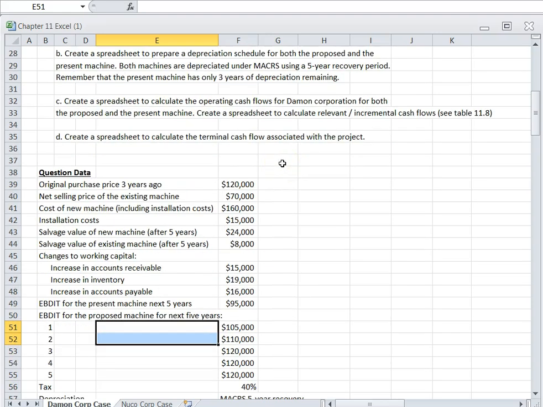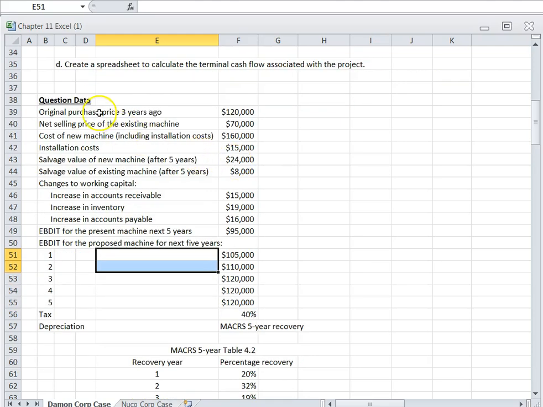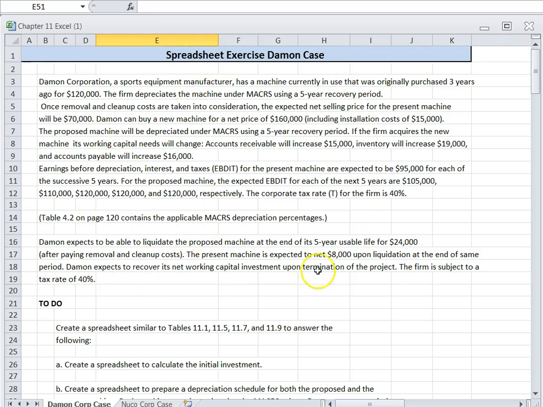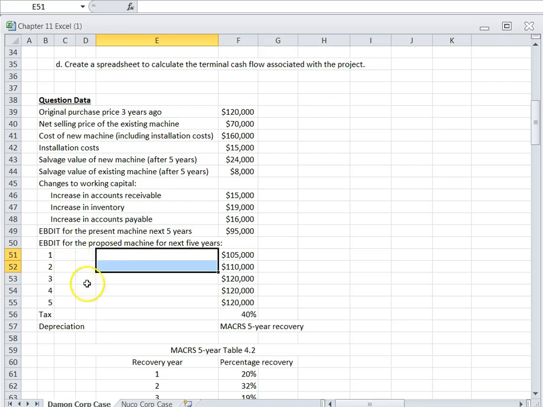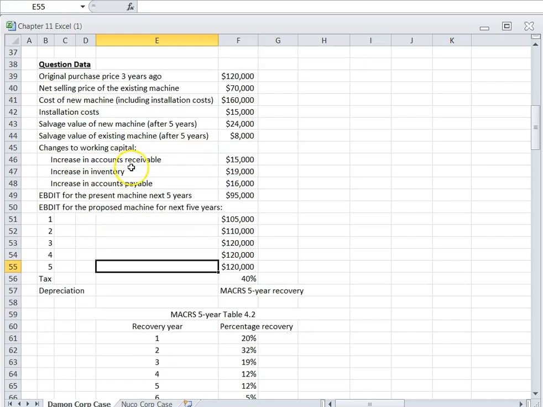So down here I put the data that I pulled from the information above. This is a good hint. If you have a word problem like this, the first thing to do is make a little data table where you can put the information. So we have the purchase price, the selling price of the existing machine, purchase price 3 years ago, the price of the new machine, installation costs, salvage values, working capital, the EBITDA for the present machine for 5 years, and the proposed next 5 years for the new machine. I just copied and reorganized all the information from the word problem here.